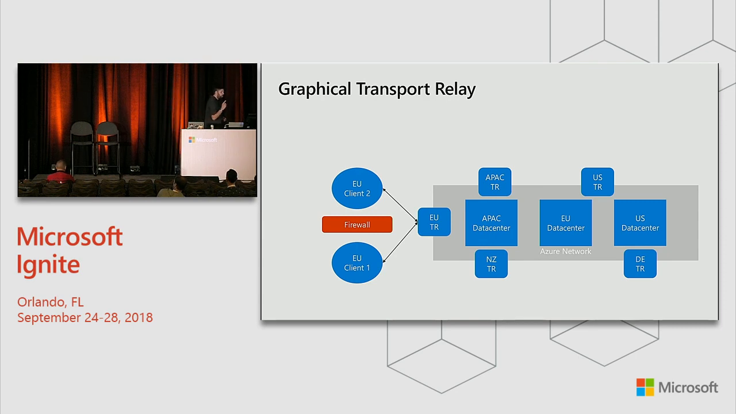So when that client, the EU client 1 and 2, even if they're hosted in that US data center, or maybe they're hosted in the APAC data center, it doesn't matter. When they want to have a conversation and they need a transport relay because there's a firewall in between them, they will use the closest one to them. That's the beauty of transport relays. All right, really trying to make this as simple as possible.